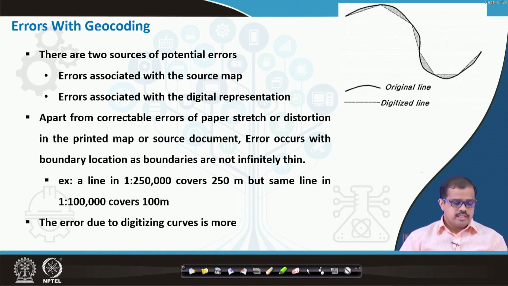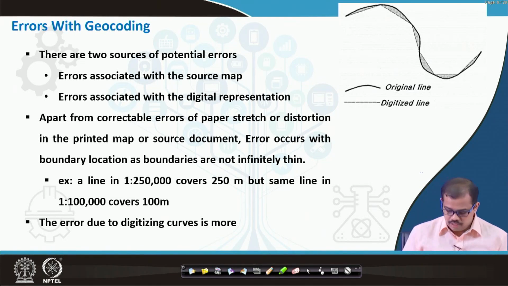For example, a line in 1:250,000 covers about 250 meters, but the same line in 1:100,000 covers 100 meters. So, if you are drawing the same line in two different scale maps, 250 meters versus 100 meters, that is the difference that you may get in the boundary line conditions. And there is, as I explained, the digitizing curve errors. So, there are a huge number of errors.